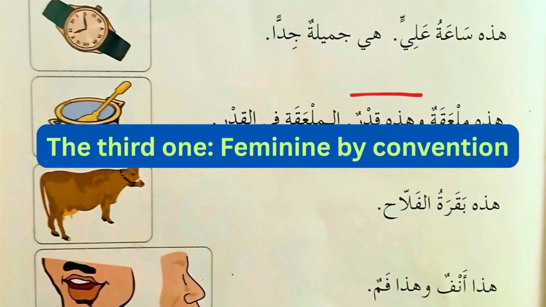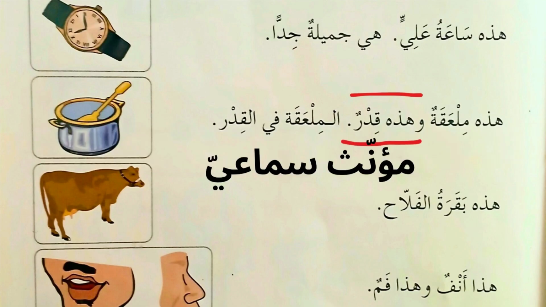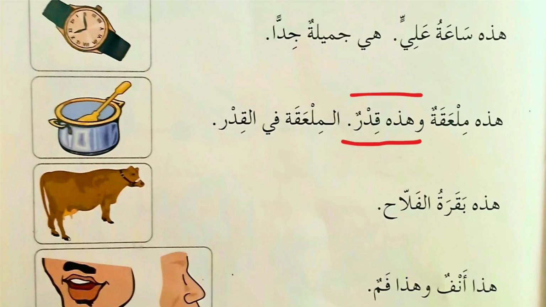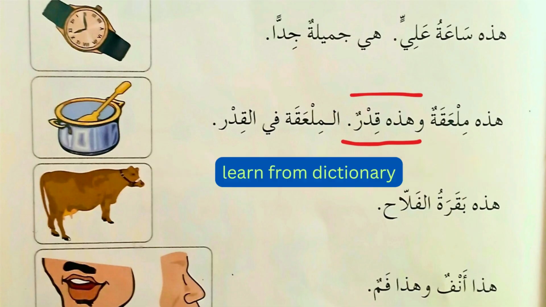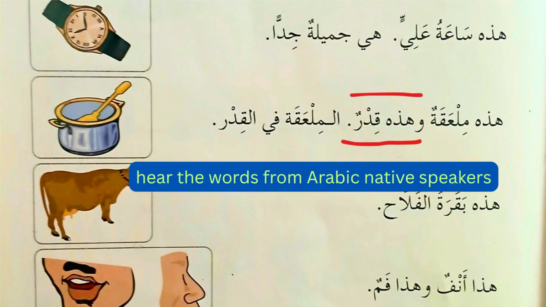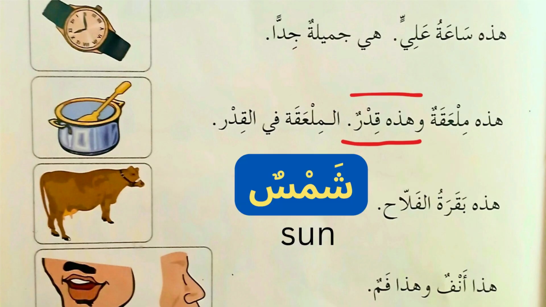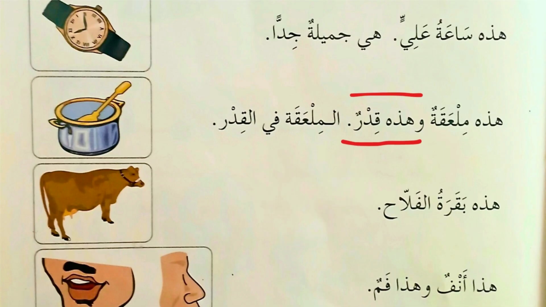The third one: feminine by convention. It is called muannath sama'i, which basically means feminine by hearing. There is no grammatical sign, it's just feminine because that's how Arabs have always used it. You cannot guess these. You just have to learn them from a dictionary or from hearing Arabic native speakers. Qidrun is one example, and another famous one is shamsun.